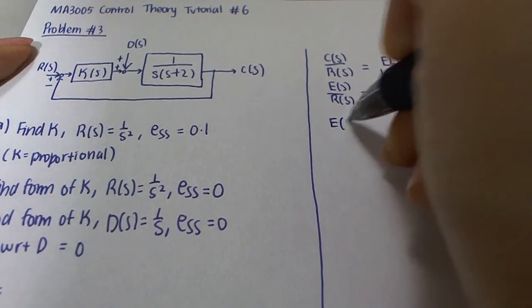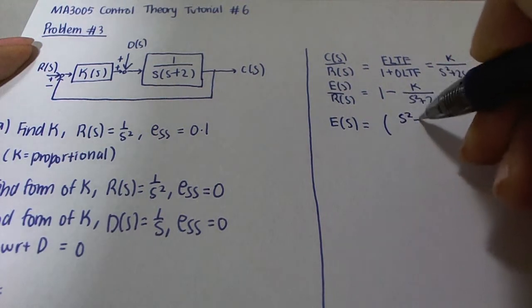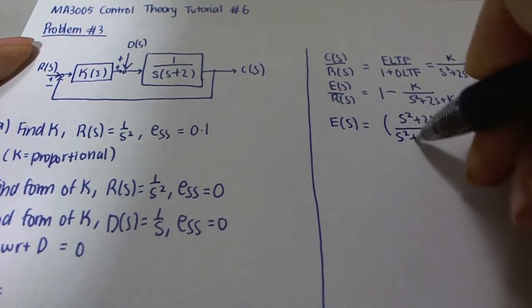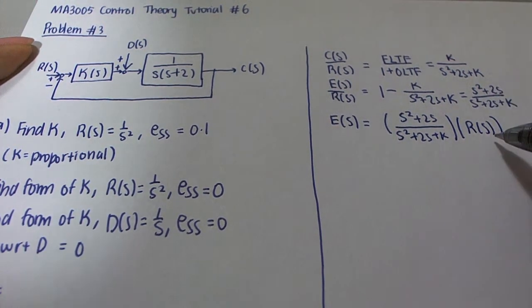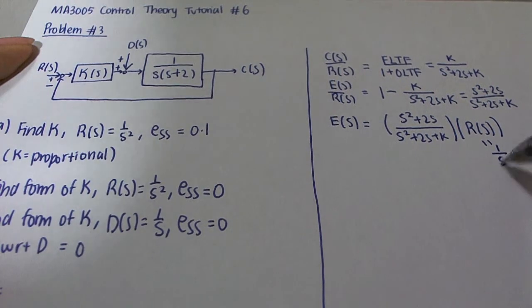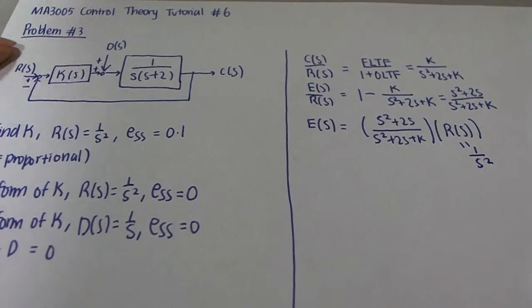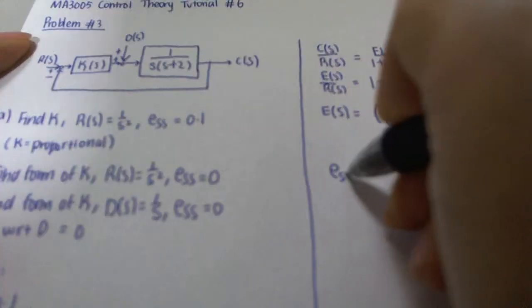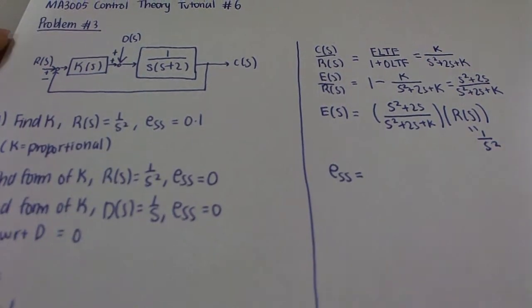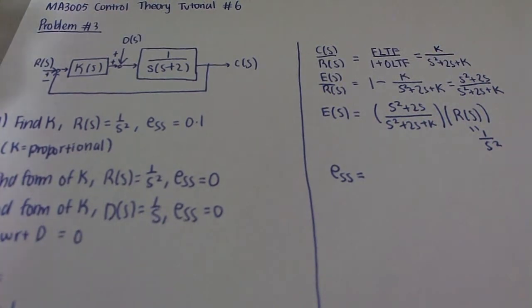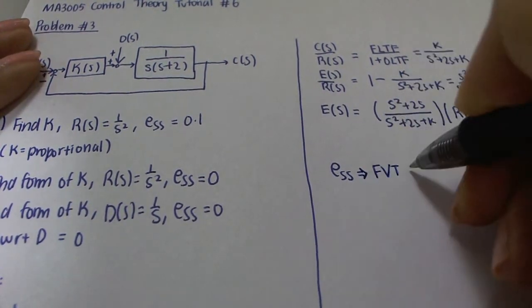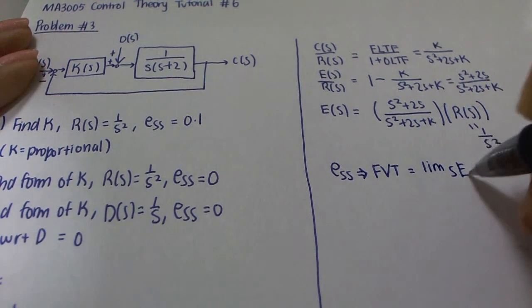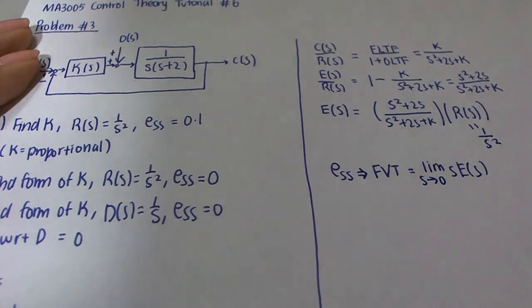And so we have error equals s squared plus 2s over s squared plus 2s plus K multiplied by the input. And in this case, our input is the unit ramp. So to find the steady state error, we can do this using final value theorem, one of the most favorite formulas for the class. And this is equals to limit of sE(s) as s tends to 0.